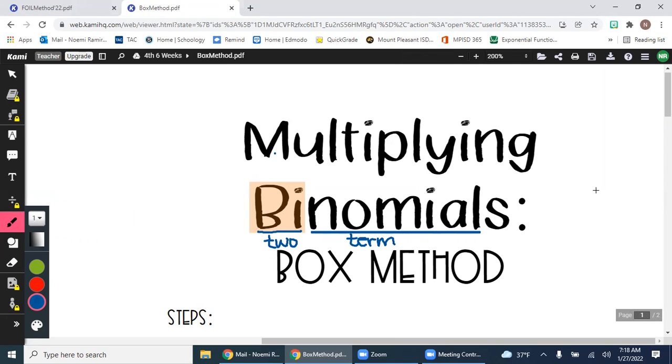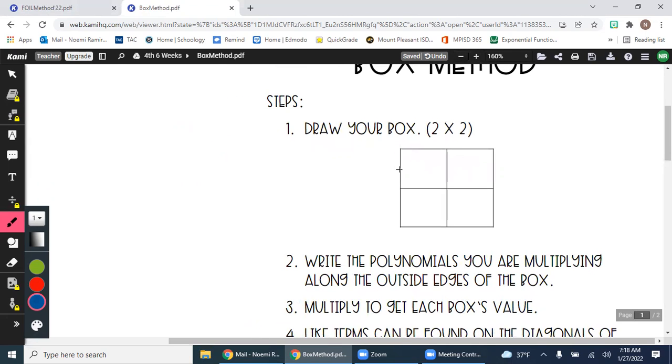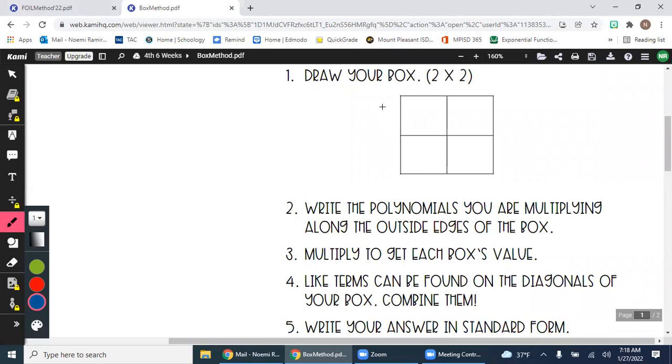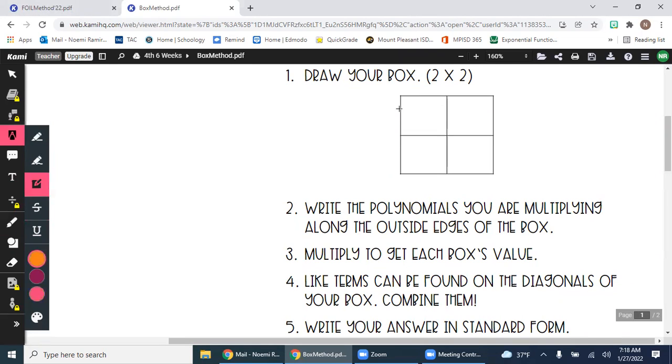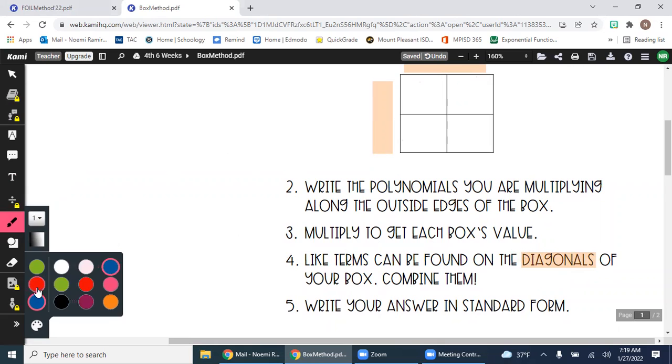So two terms. Okay. Now the steps to using the box method: you're going to draw a box 2 by 2, meaning 4 squares right here. And you're going to write the polynomials that you're multiplying along the edges. So your polynomials are going to be here and here. And you're going to separate the terms per box and multiply them. And you'll be able to find your like terms on the diagonal.